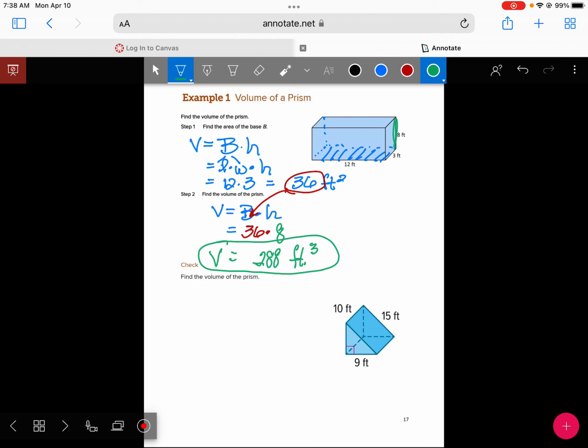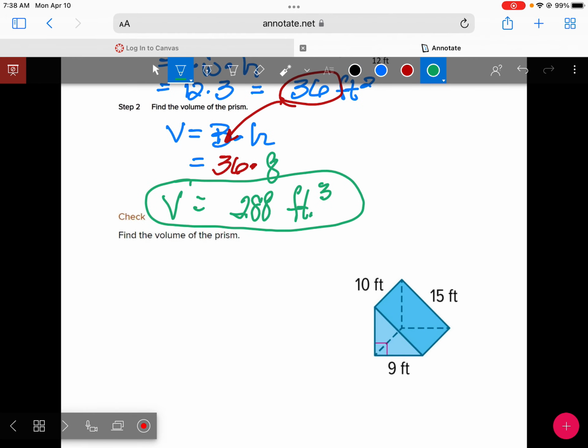All right, so let's do the check on this one. The check is going to be similar, but this is a different shape. Now remember, if it is a triangular prism, the triangle part tells you that that is its base. You can only have two bases. So if you look at this, I want you to shade the triangle part. Okay? So this is a triangular prism. If you look at all the other sides, they're going to be rectangles.